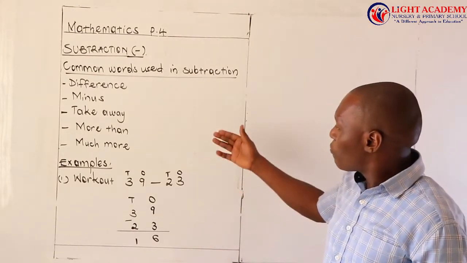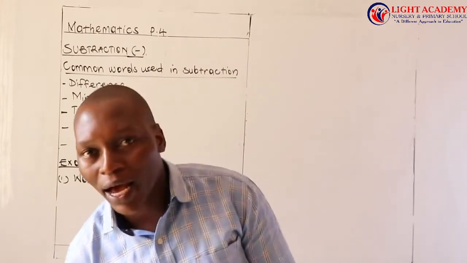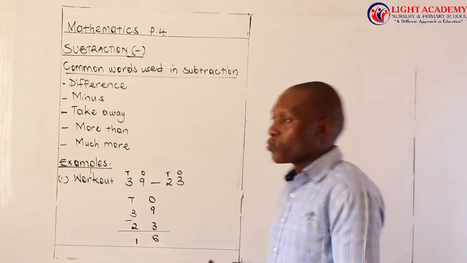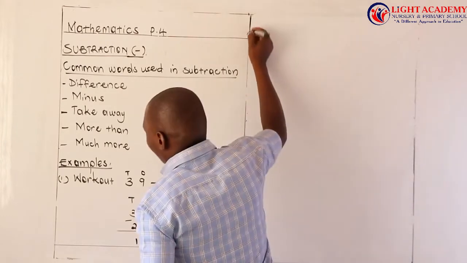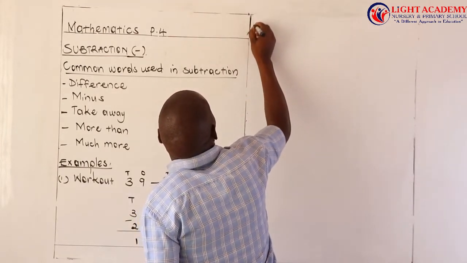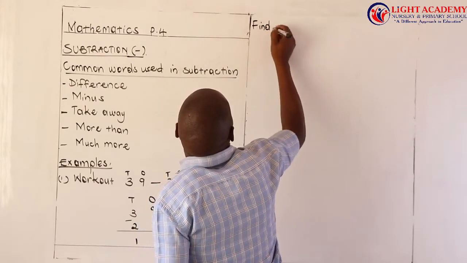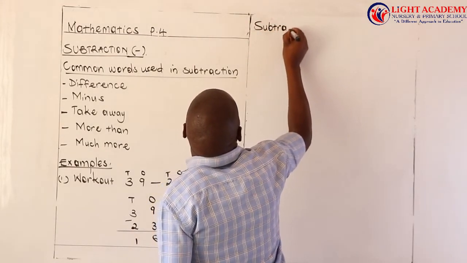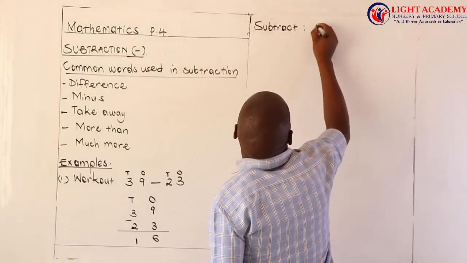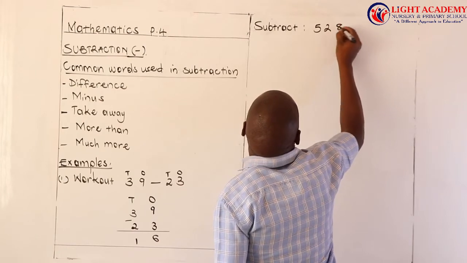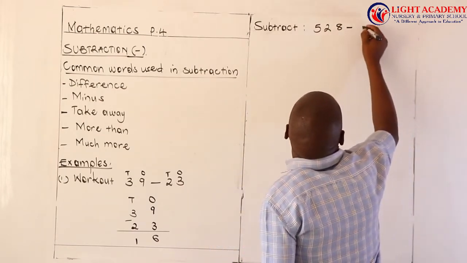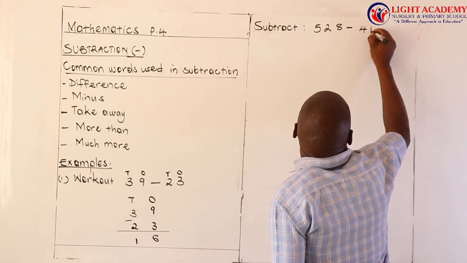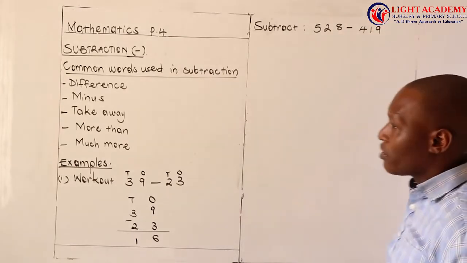But in primary 4, we are going to follow the same concepts. But what will come in here, in this subtraction of primary 4, we shall use this word. Let me first give this example here. Let me use these words. I can say subtract, let me be straight. Subtract 528, take away 419. This is the example I've just given here.